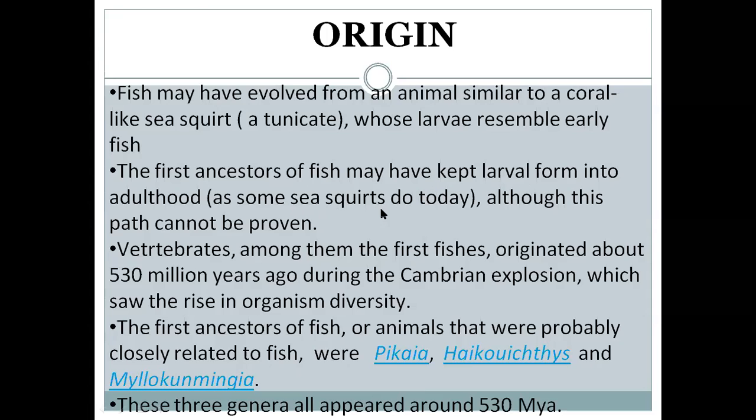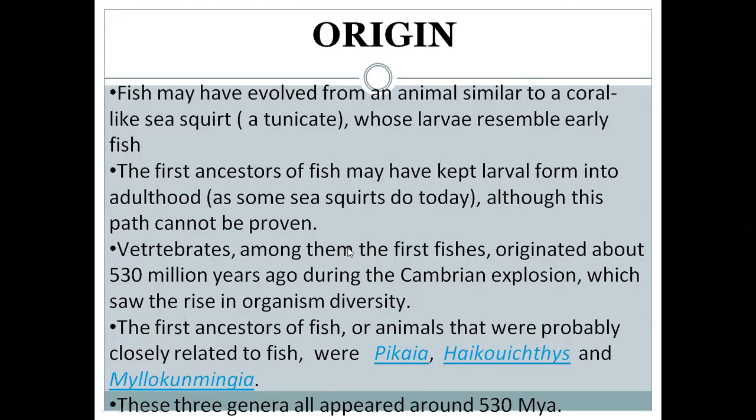As some sea squirts do today. Some sea squirts do not undergo retrogressive metamorphosis. They enter into the adult stage by keeping the larval features as such. Like that, some first fish ancestors may also have evolved from the larvae of sea squirts, of what we call Urochordates.